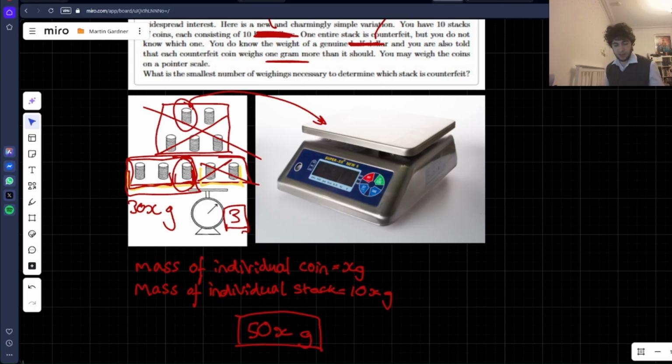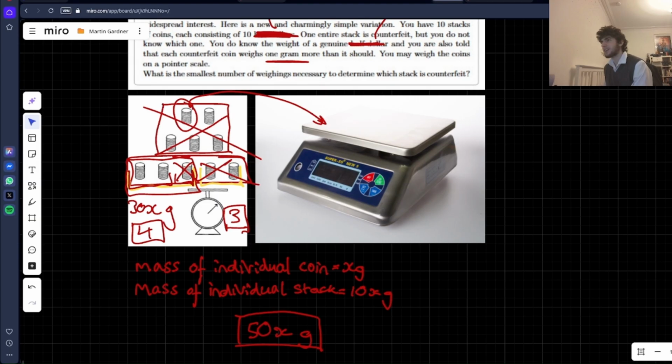But equivalently, if I put it on the scale and it gives me 10x, then I know it's not that, and then I have to use a further reading to ascertain which stack is real and which stack is fake. So in that case, that has taken me 4 readings. Although actually, that makes me think that always takes 4. I don't know actually how they got 5. Maybe they just miscounted actually.